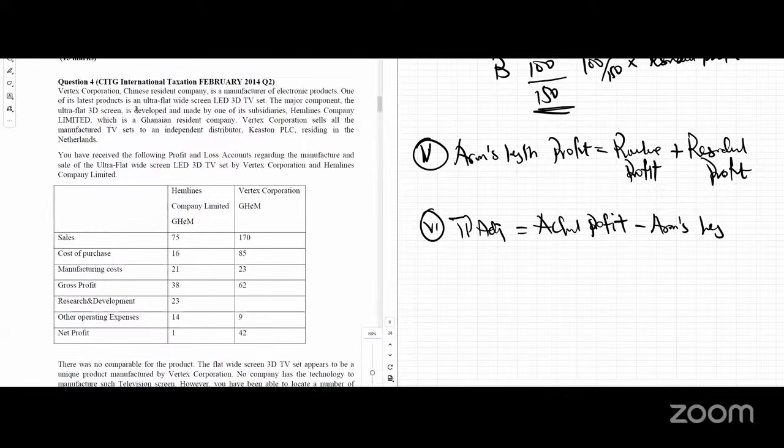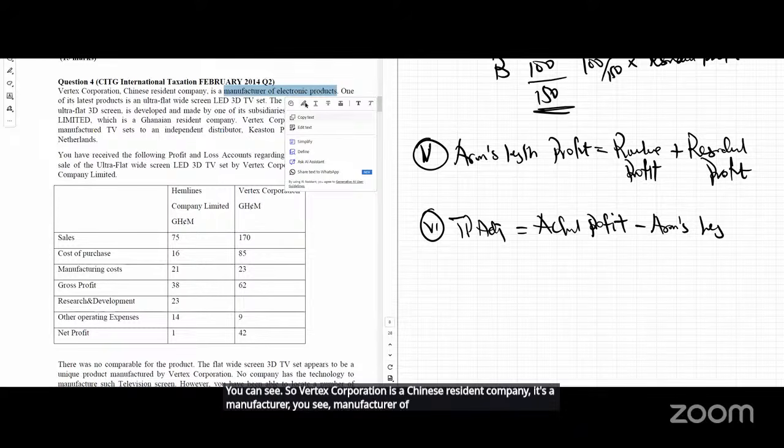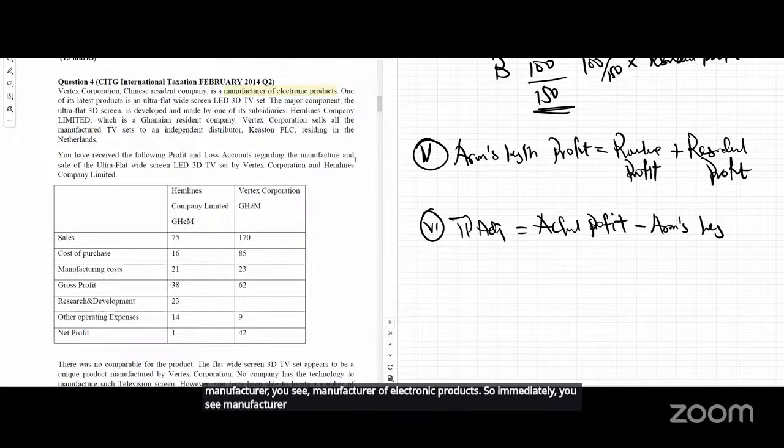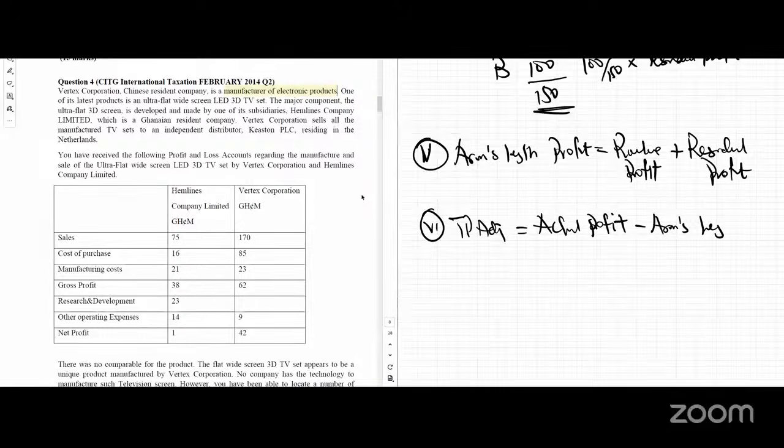You can see, Vertex Corporation is a Chinese resident company. It's a manufacturer of electronic products. So immediately you see manufacturer. Is it net markup or net margin? Net markup. Thank you. It means now you are getting it.